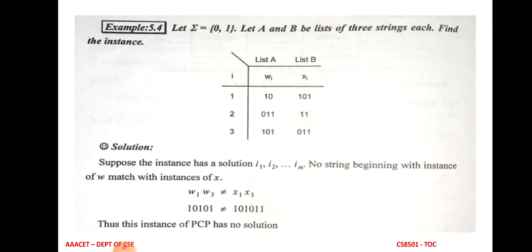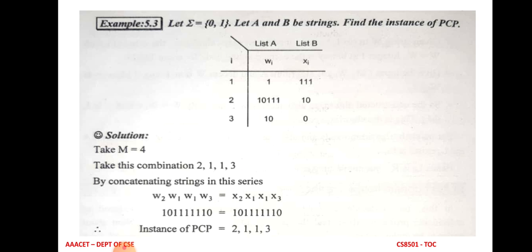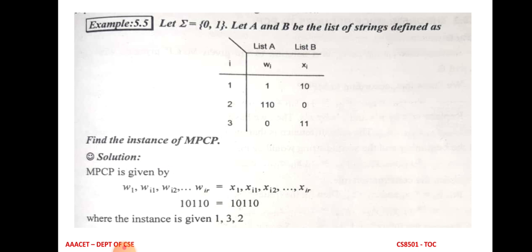But you can see that in PCP the combination does not have to start with the first instance, which means we can give the solution for any order of integer. Here the initial integer value is 1, but the solution has the first result as 2. But for MPCP the solution will start with the first value. Here the first integer value is i equal to 1. So here the solution will start with 1.